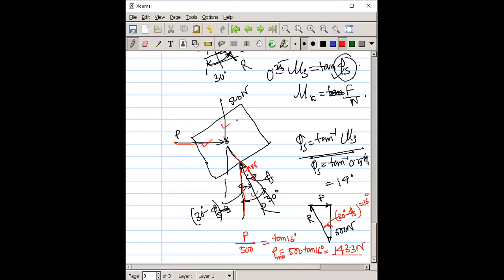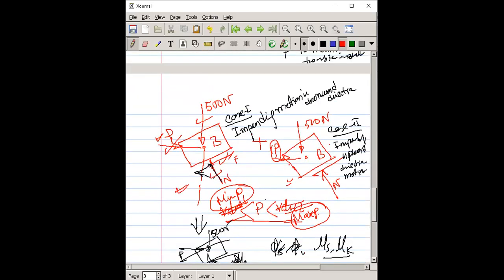Okay. Now, in a similar method, we have to find P maximum. This is a range of force, and this is the case 1, meaning impending motion in the downward direction. This amount, 143 Newton of force, we have to apply on this body along the horizontal position, so that this body will not move in the downward direction. Now, for the other condition, how much force do we have to apply on that body so that it will impend to move in the upward direction?